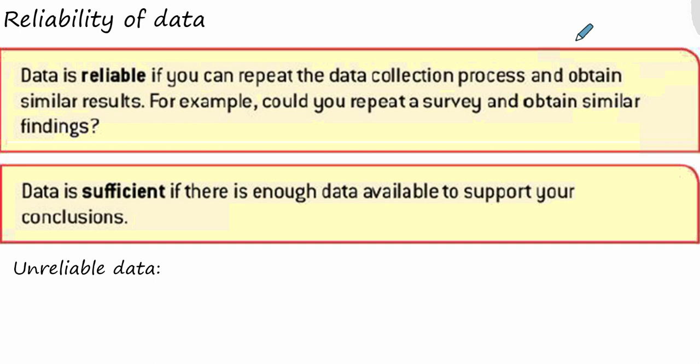When we're looking at data, we're going to collect data and analyze data. We need to know that our data is reliable. If our data is reliable, you need to be able to repeat the data collection process and obtain similar results. For example, you could repeat a survey and obtain similar findings. If I give a survey out to the student body on Monday and give it out the following Monday, my results should be similar. If they're not, it's not a reliable survey.